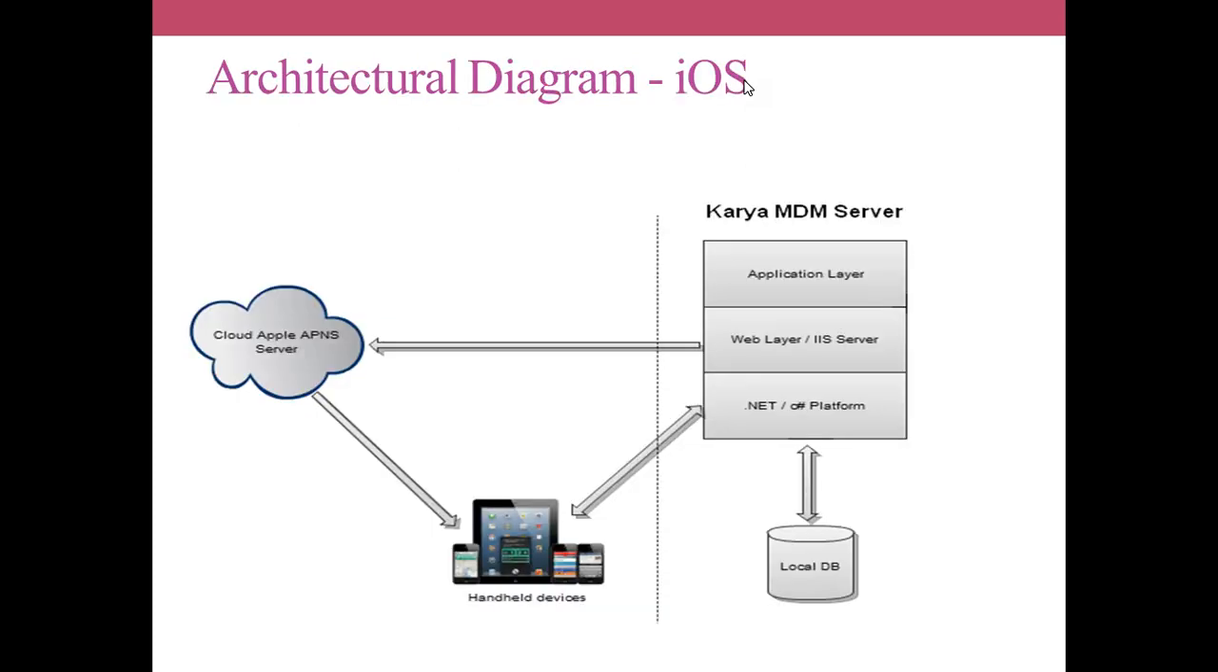This is the architecture diagram for iOS. We cannot directly control or manage the devices, so the MDM has to register itself with the APNS. Through APNS only, it can manage as well as control the mobile devices or any iOS devices. So each and every communication is done through the APNS only.